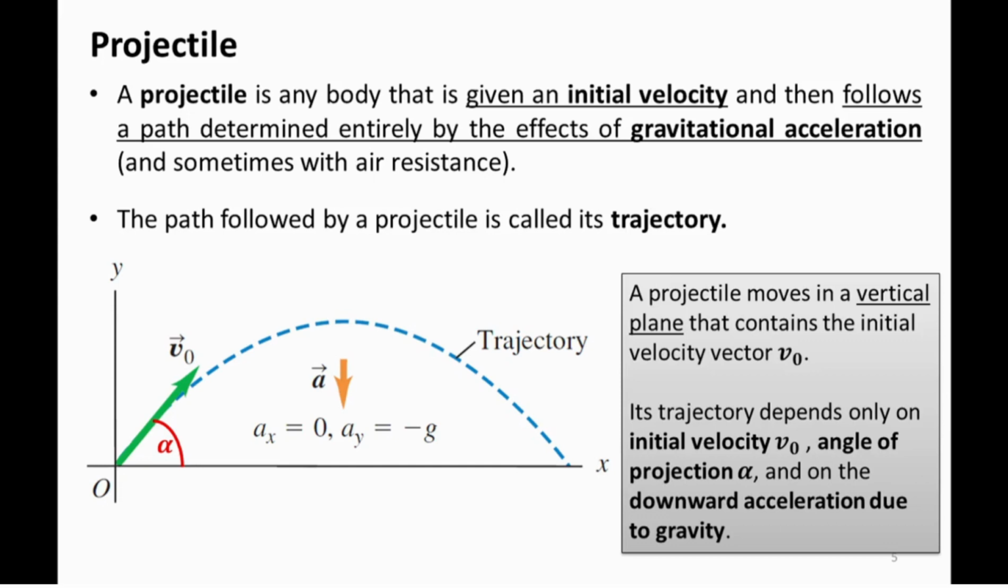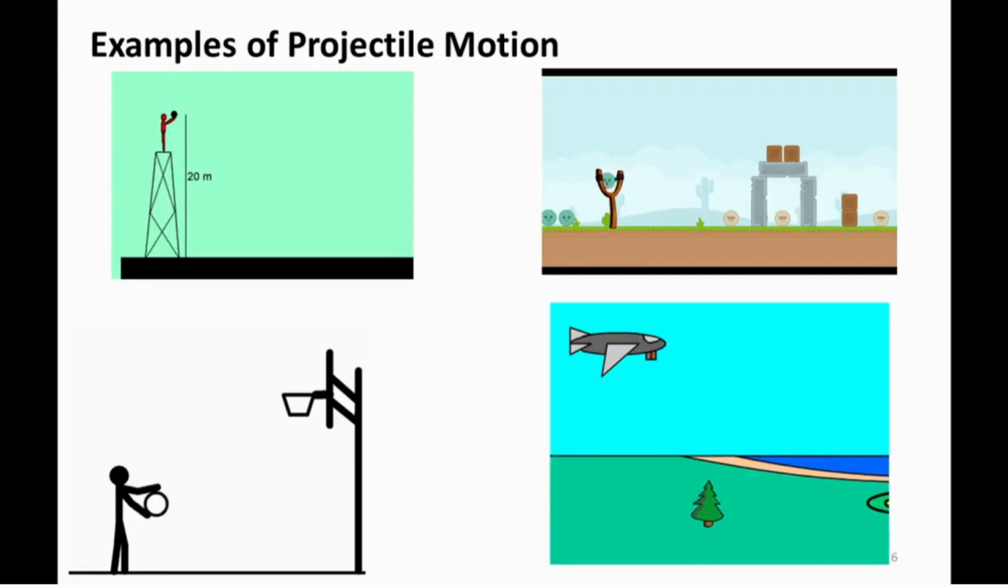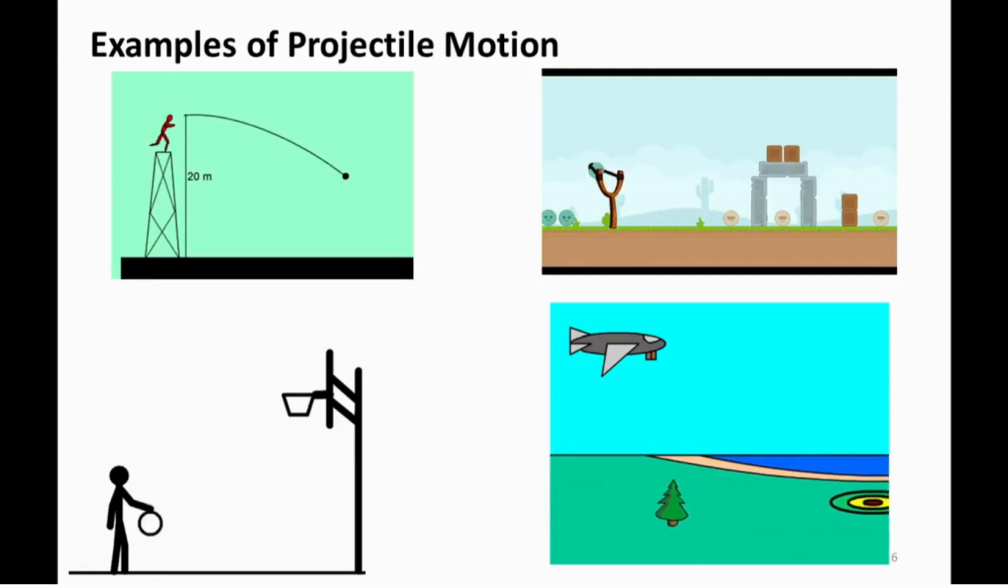Again, the first requirement is that it must have an initial velocity, and second, it must be under the influence of gravity. And the path followed by the projectile, this path here, traced by the broken arrow, is called the trajectory. The trajectory is dependent only on the initial velocity and its angle of projection and on the acceleration due to gravity. And here are some examples of the projectile motion for your reference.